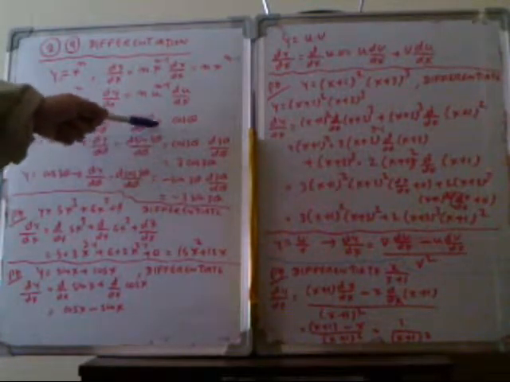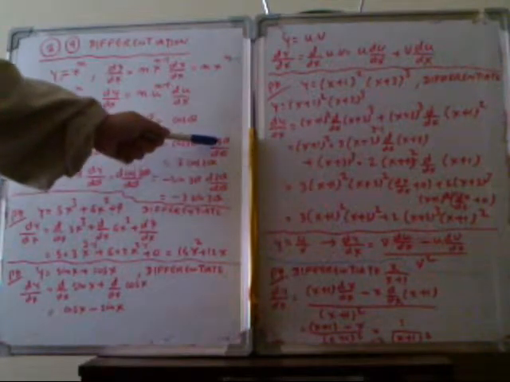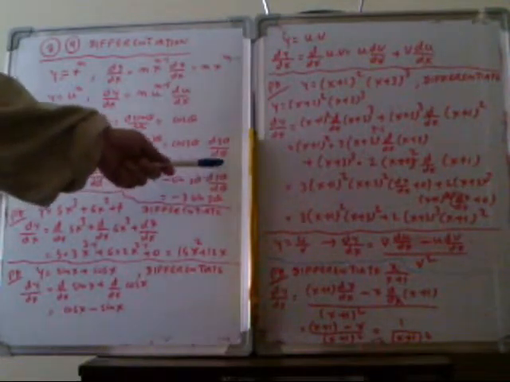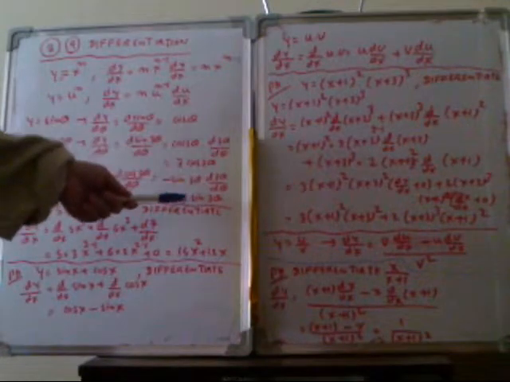If y is sine theta, dy by d theta is d sine theta by d theta, which is cos theta. For y equals sine 3 theta, we differentiate sine 3 theta to get cos 3 theta times d 3 theta by d theta, so the 3 comes out: 3 cos 3 theta. For y equals cos 3 theta, dy by d theta is minus sine 3 theta times d 3 theta by d theta, so minus 3 sine 3 theta.